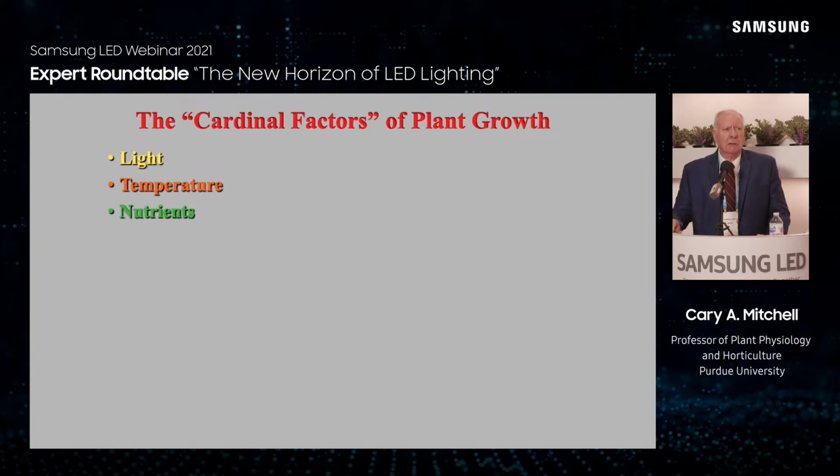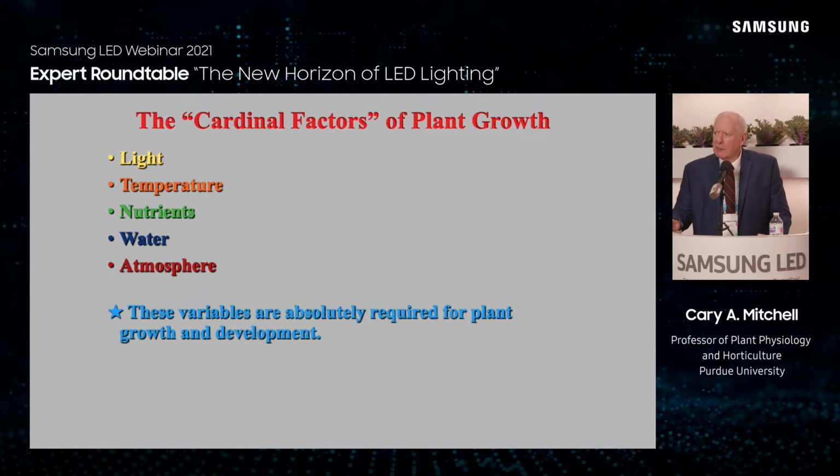Mineral nutrients, there are about 13 of them that come from the soil or from hydroponics in the case of CEA. Water, the delivery medium, which also helps to regulate plant temperature through evapotranspiration from leaves. And atmosphere: here I'm talking mainly about carbon dioxide for photosynthesis and oxygen for respiration.